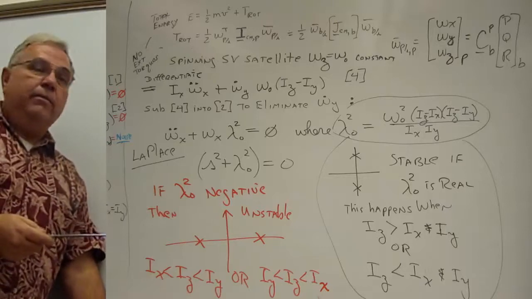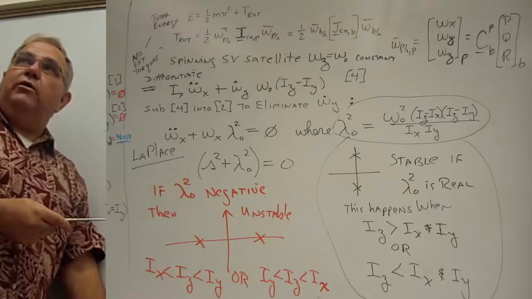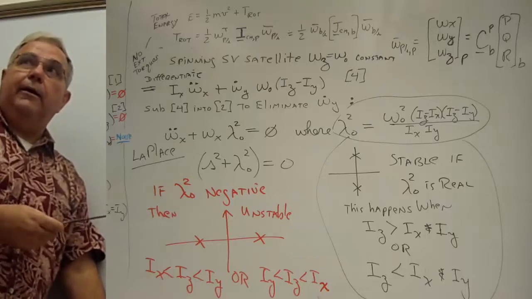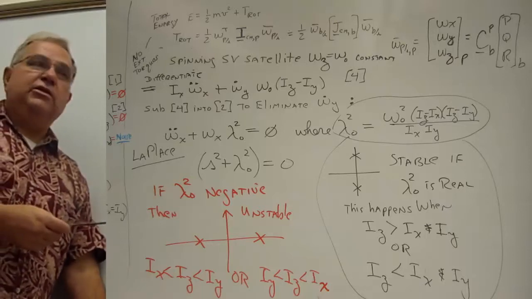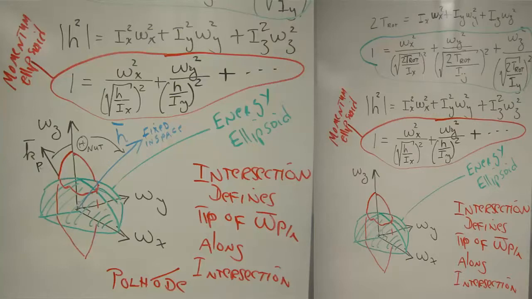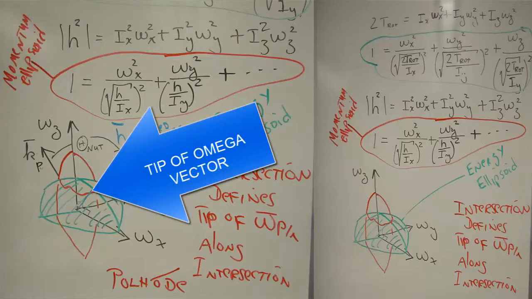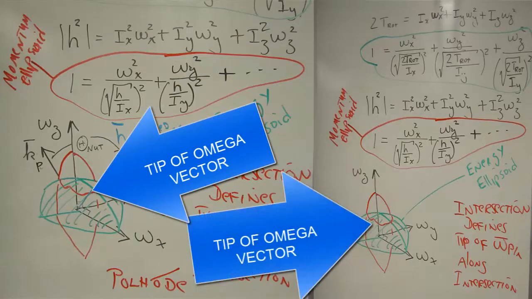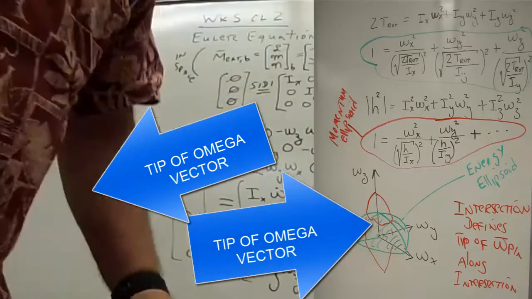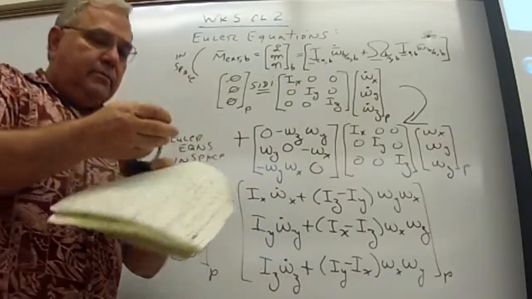And that's where you get what they call the polhode, and the intersection of the ellipsoids. There's a momentum ellipsoid and an energy ellipsoid that intersect, that show you where the tip of the omega vector oscillates as the disk rotates. Now, what does all that mean? How can I translate that to English? What do all these equations mean?